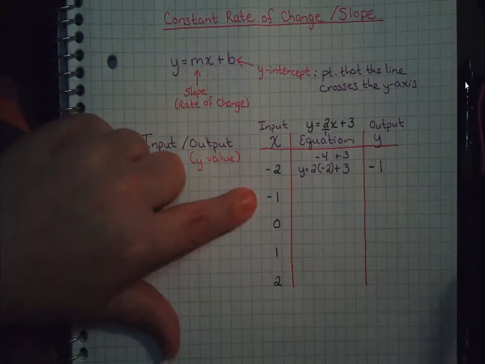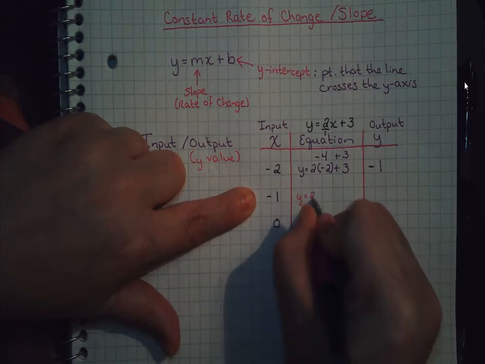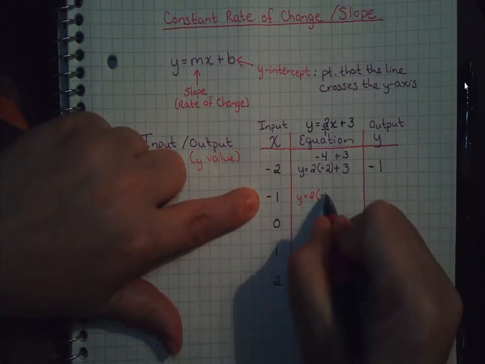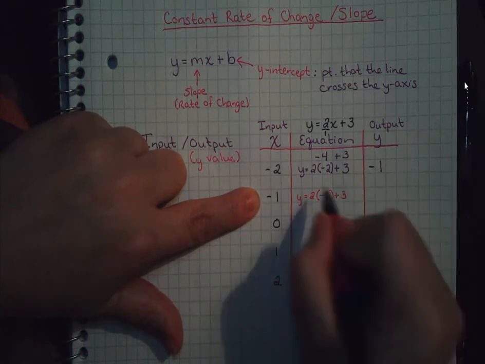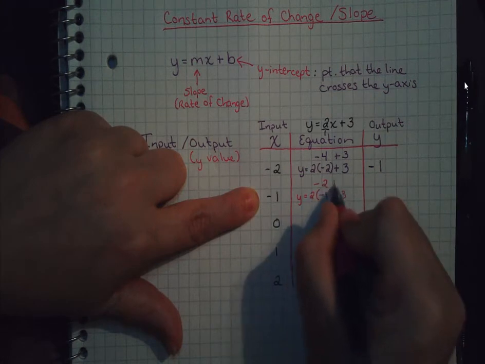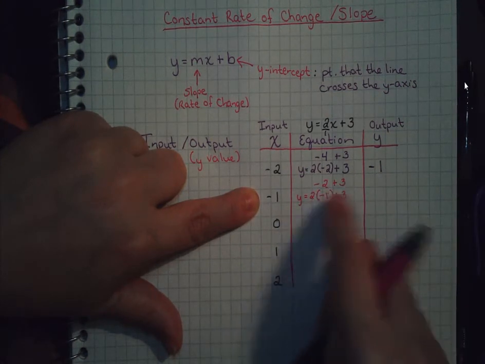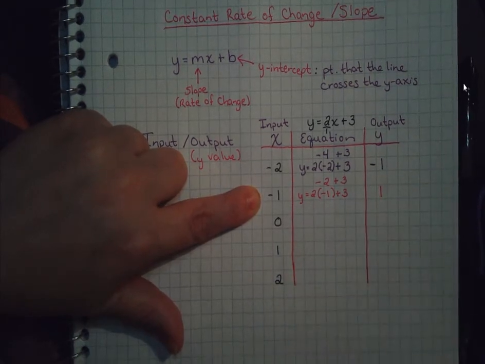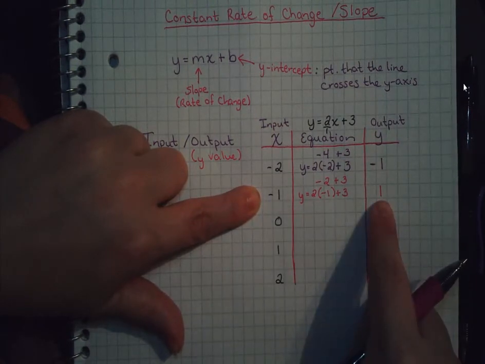And then we do the same thing for the next one. So y equals 2x plus 3. Now instead of -2, I'm now using -1 plus 3. That plus 3 never changes. So that gives me -2 plus 3. My signs are still different, so I still subtract, but now my answer is going to be a +1. So if my input is -1, my output is +1.